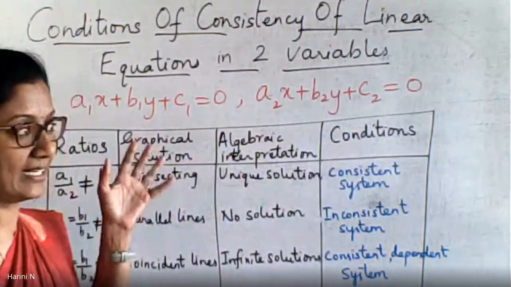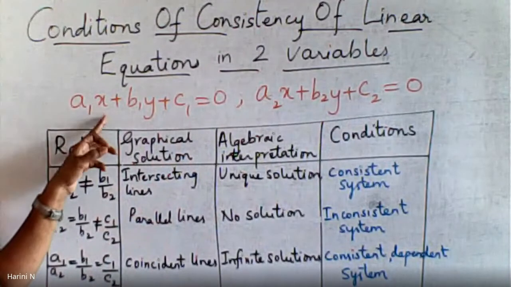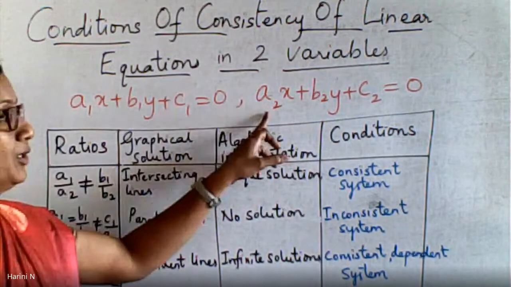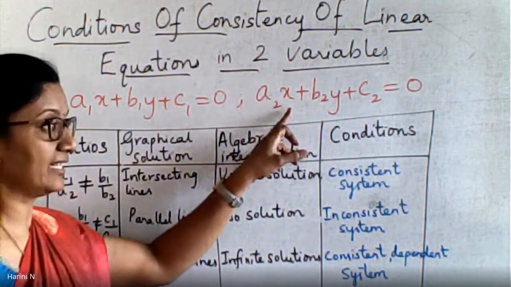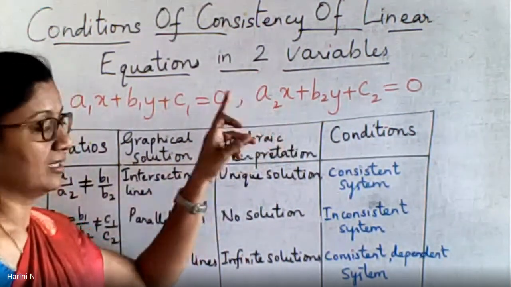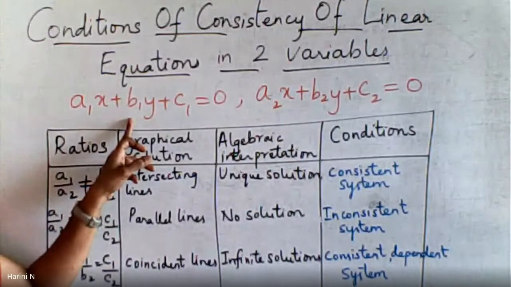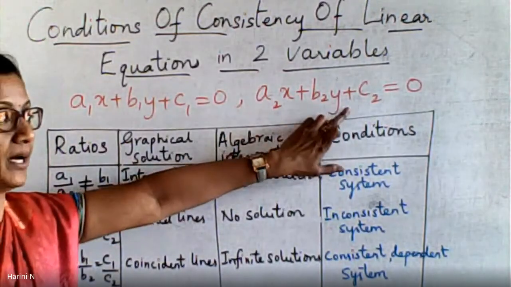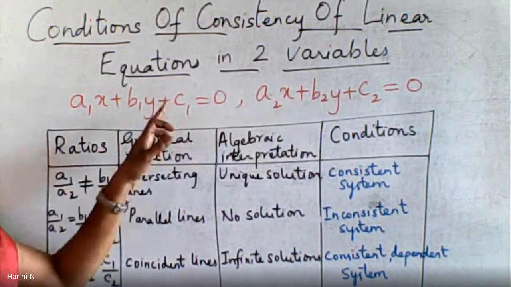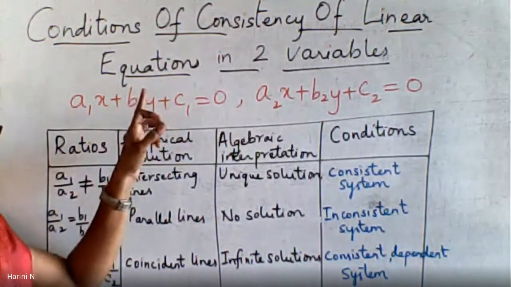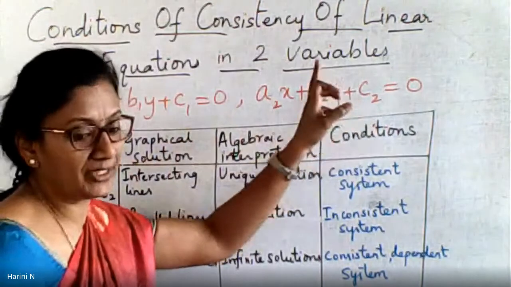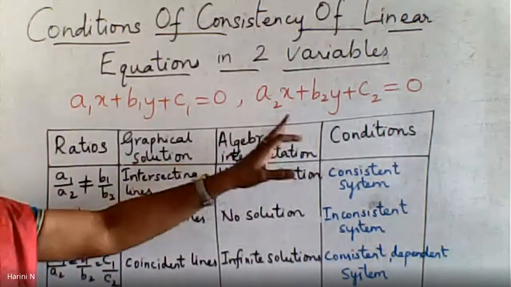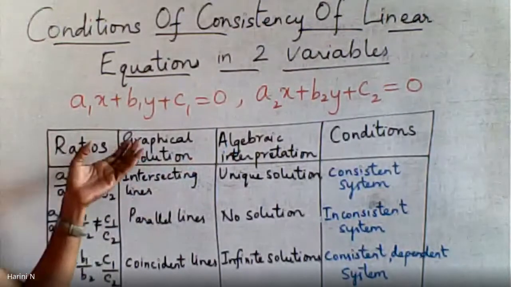So that I understand, a1 is the coefficient of the x term in the first equation. a2 is the coefficient of the x term in the second equation. Similarly, b1 is the coefficient of the y term in the first equation, and b2 is for the y term in the second equation. And c1 is the constant in the first equation and c2 is the constant term in the second equation.